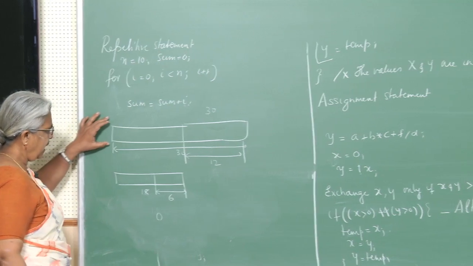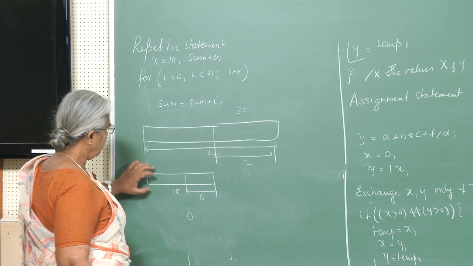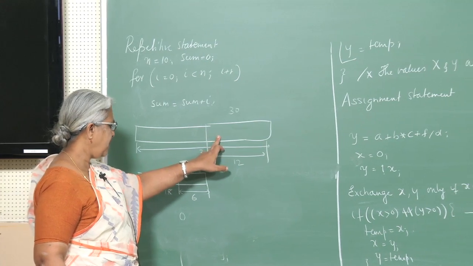So, to recap again, I take the number 30, divide it by 18, then what happens? The remainder is 12, which I have marked here.